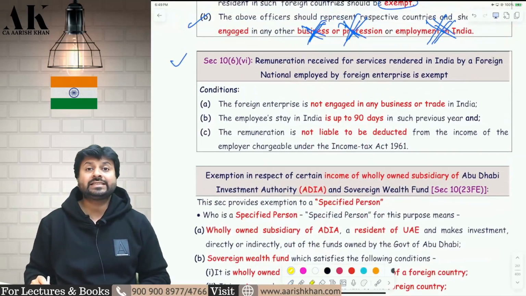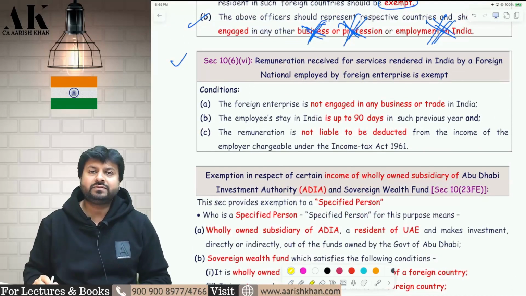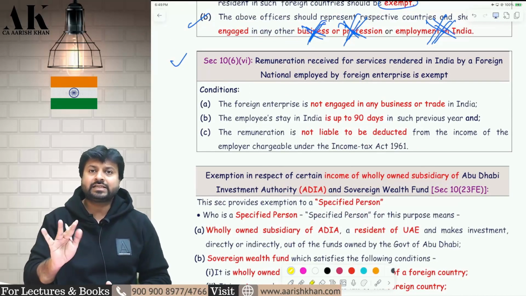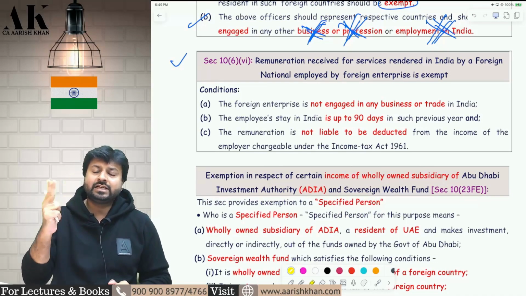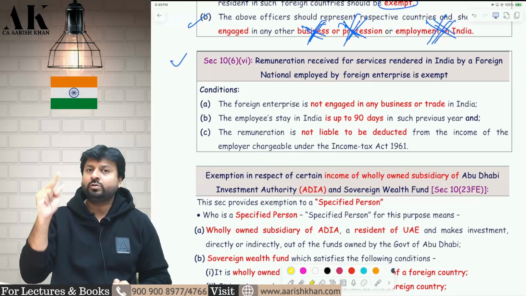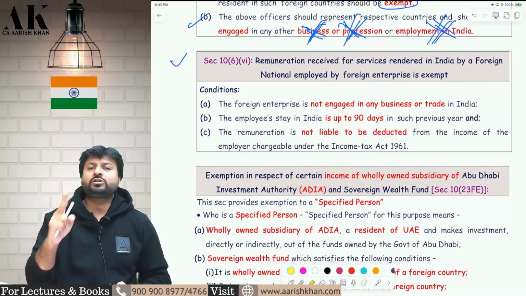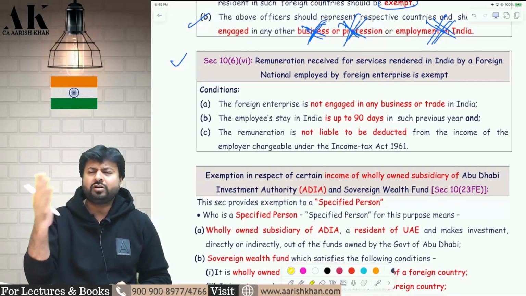Now section 10(6)(6). What is this? I'll explain this with the help of an example of the Tesla company. Tesla is a foreign enterprise. This section is applicable to a foreign enterprise, and there is an employee of Tesla who is a foreign citizen, a US citizen. This section applies to any foreign citizen, not only a US citizen. It applies only to a foreign citizen. It does not apply to an Indian citizen.